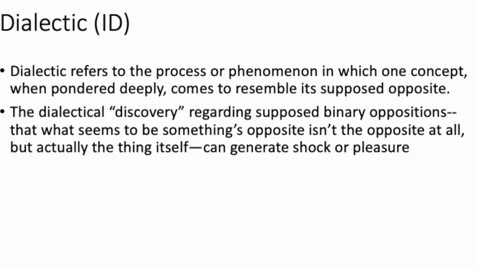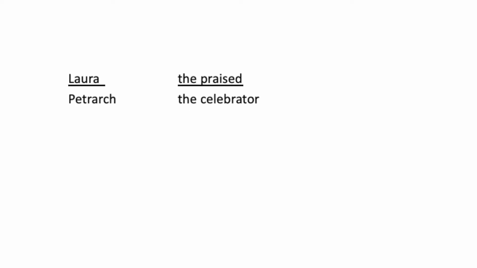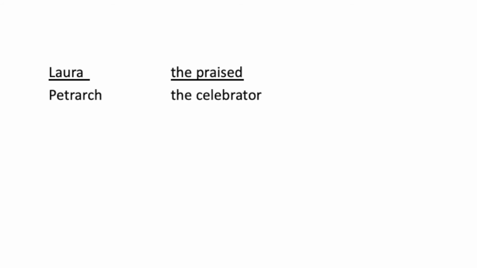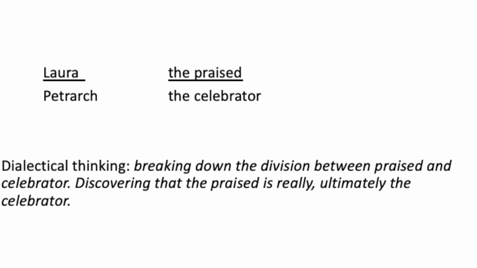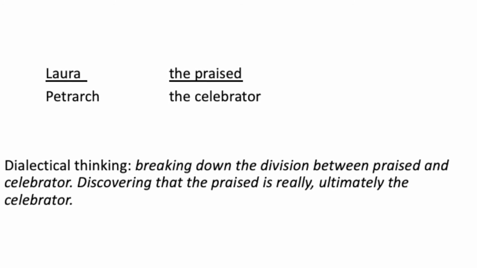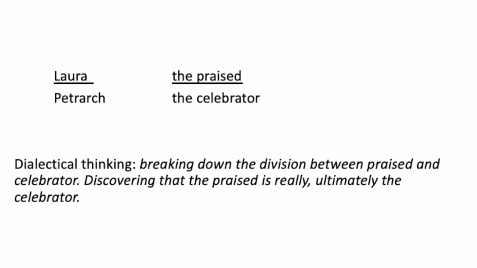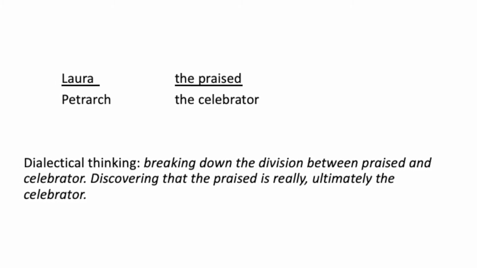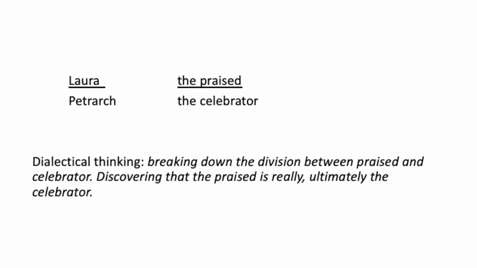Let's start with the binary of Laura and Petrarch, the poet and the lady, the celebrator and the celebrated or the praised. The closer we examine Petrarch's poetry, we discover that what Petrarch is praising isn't really this other person, the woman Laura, but himself, Petrarch. The binary of celebrator and praised breaks down as we think dialectically and realize that the celebrator is celebrating himself.